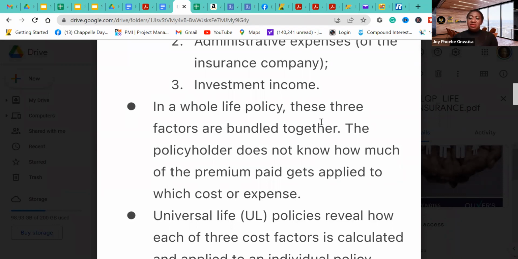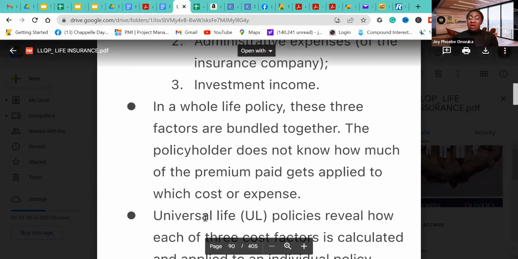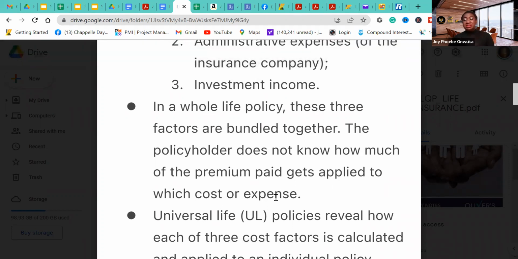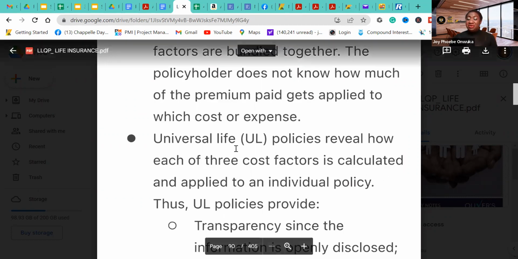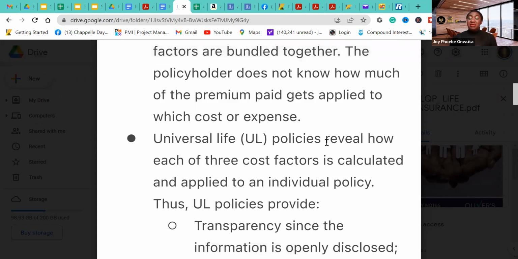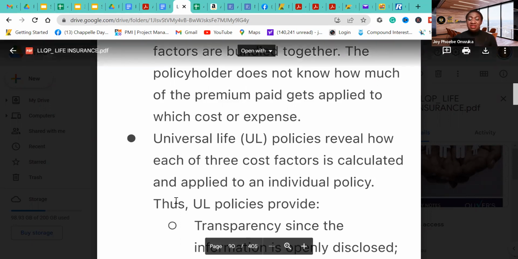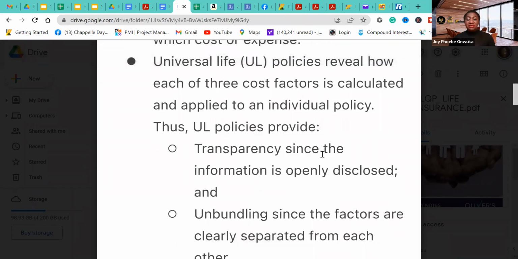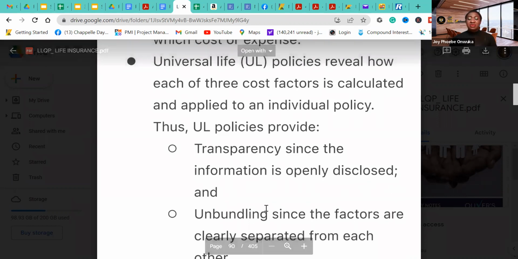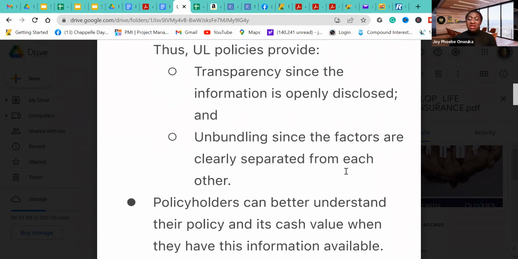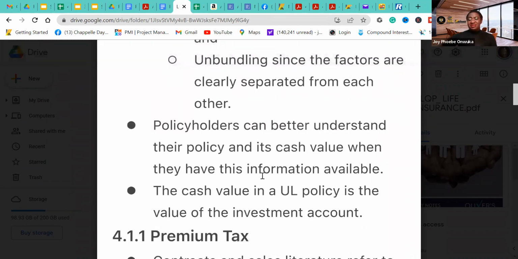Now, in a whole life policy, these three factors are bundled together. The policyholder does not know how much of the premium paid gets applied to which cost or which expenses. Wow. But in universal life policies, all these costs are reviewed. Universal life policies review how each of these three cost factors is calculated and applied to an individual policy. Thus, a UL policy provides transparency since information is openly disclosed, and unbundling since the factors are clearly separated from each other. This is interesting.